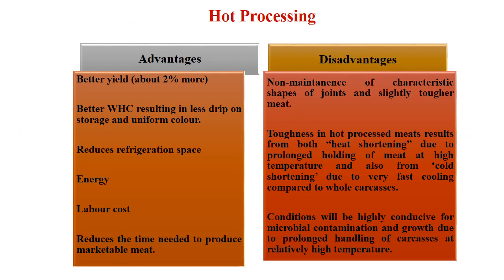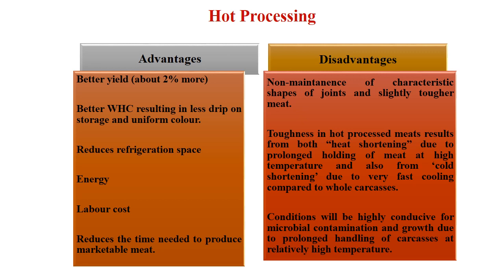Here, once again, we will discuss the advantages and disadvantages of hot processing. First is the advantage. There is a better yield, about 2%. The water holding capacity will be higher, so there will be less drip and it will have a uniform color, and it reduces the refrigeration space because it is first cut into smaller parts. The requirement of energy for cooling will be reduced, labor cost will be reduced, and it reduces the time needed to produce marketable meat.